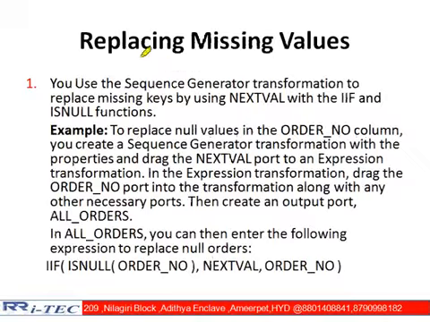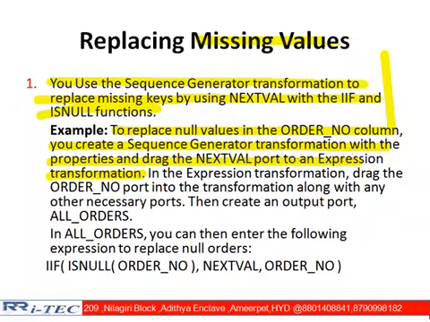Now, what do you mean by replacing missing values? You use the sequence generator transformation to replace missing keys by using NEXTVAL with the IIF and ISNULL functions. For example, to replace null values in the order number column, you create a sequence generator transformation with the properties and drag the NEXTVAL port to the expression transformation. In the expression transformation, drag the order number port into the transformation along with other necessary ports. Then see this condition.